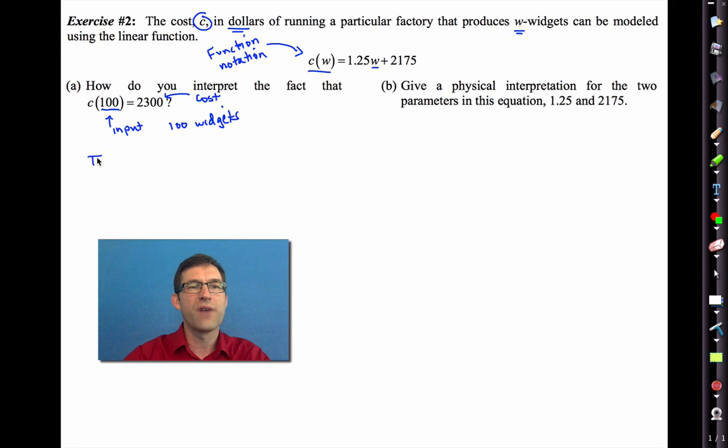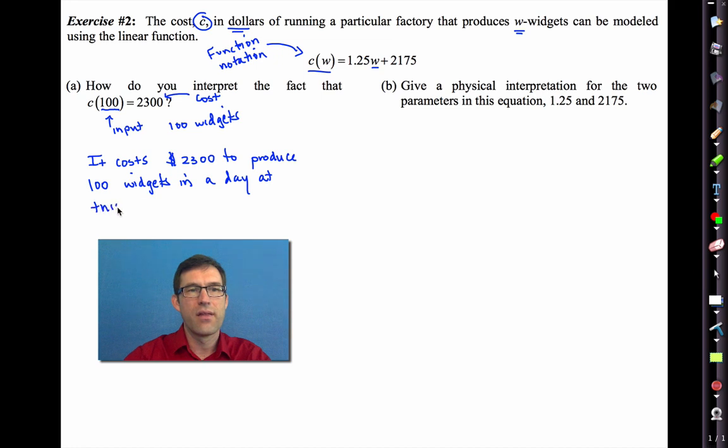So I would interpret it as the following. It costs $2,300 to produce 100 widgets in a day at this factory. That's my interpretation. Now letter B says give a physical interpretation for the two parameters.